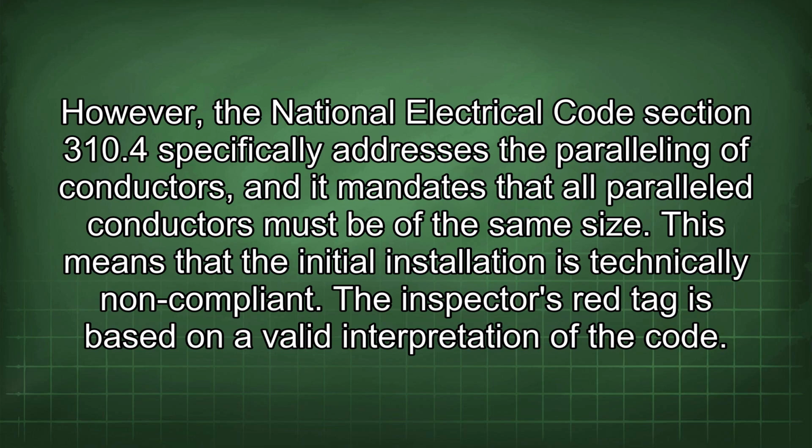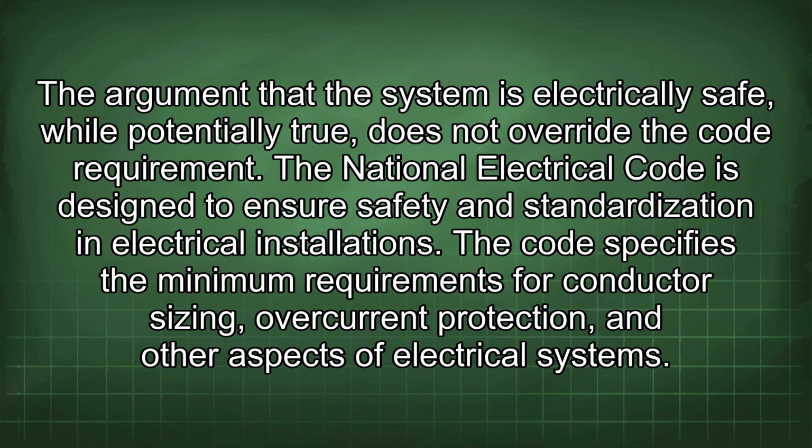However, the National Electrical Code Section 310.4 specifically addresses the paralleling of conductors, and it mandates that all parallel conductors must be of the same size. This means that the initial installation is technically non-compliant. The inspector's red tag is based on a valid interpretation of the code. The argument that the system is electrically safe, while potentially true, does not override the code requirement.